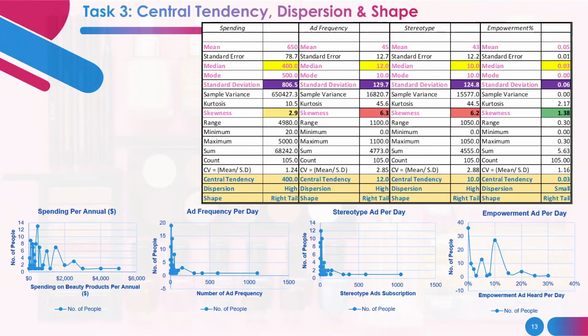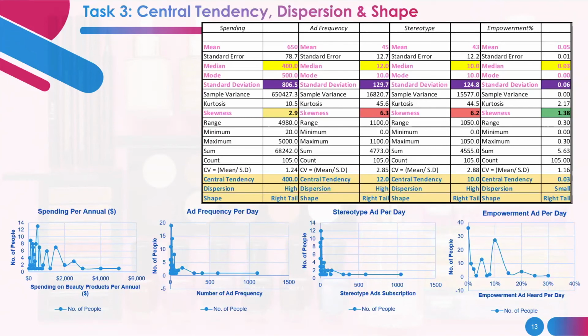As you can see from the table presented, there are 4 examples: spending, advertisement frequency, stereotype, and empowerment, constructed for the descriptive statistic measures. You can see mean, median, standard deviation, variance, and so on, where the results of central tendency, dispersion, and shape are shown. For spending, central tendency is 400, dispersion is high, shape is right skewed. For advertisement frequency, central tendency is 12, dispersion is high, shape is right skewed. For stereotype, central tendency is 10, dispersion is high, shape is right skewed. Lastly, for empowerment, central tendency is 0.03, dispersion is small, and shape is right skewed.